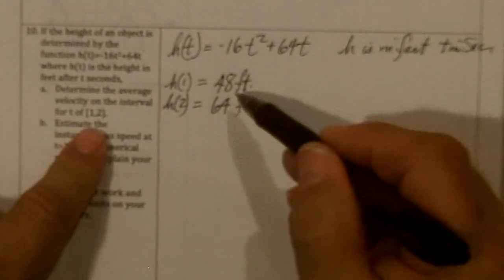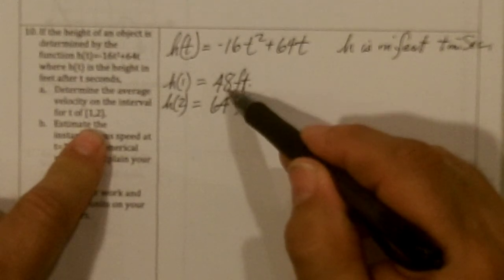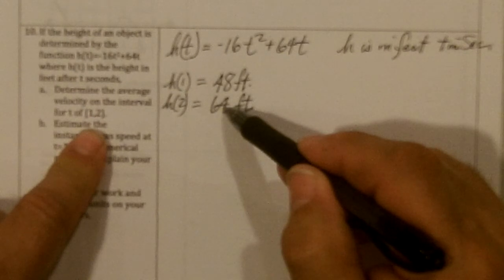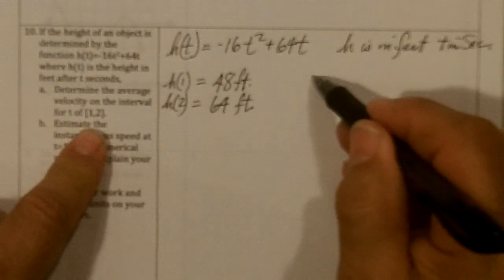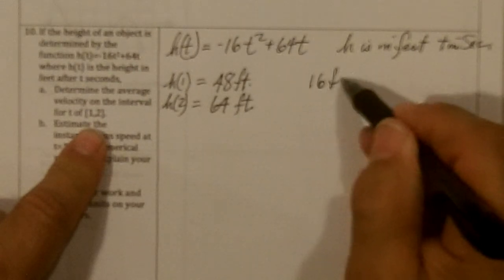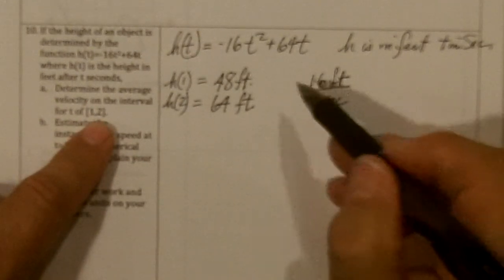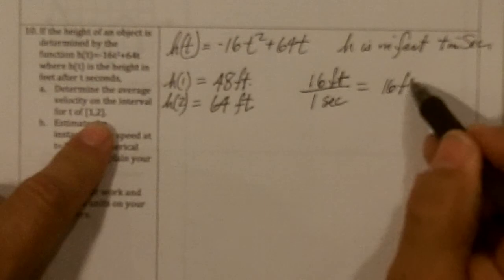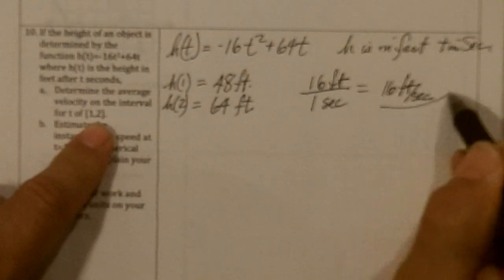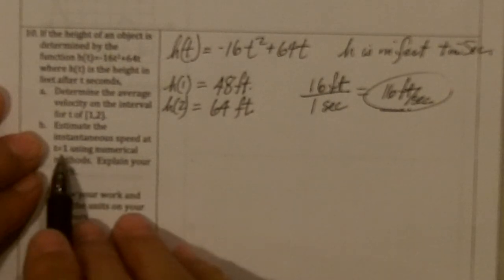So the average would be the change in distance. That's a change of 16. Make sure: 16, 4, yeah. So that's a change in height of 16, a plus 16 feet in 1 second. That's 64 minus 48 over 2 minus 1, which is 16 feet per second. Feet per second is a velocity. Okay, now estimate the instantaneous speed at 1.